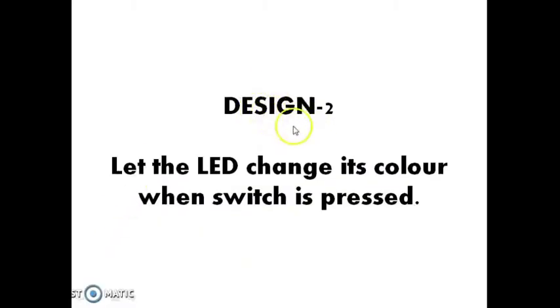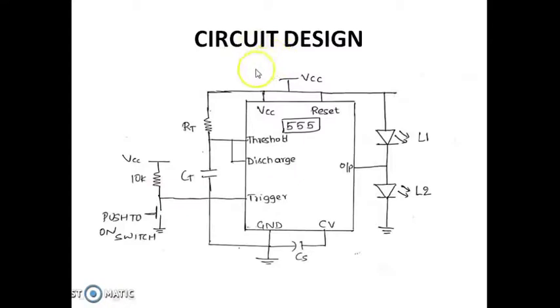Coming to design 2, you need to let the LED change its color when the switch is pressed. So this is the circuit diagram of the monostable multivibrator. Here instead of adding the buzzer to the output, we have just added two LEDs, where one terminal is connected across VCC and another terminal of this L2 is connected across ground.